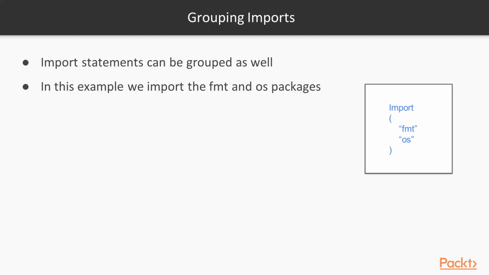Grouping imports. Besides grouping constant and variable declarations, we can also group import statements. We use the import statement to tell Go which package we want to include in a program. In this example, we have imported the formatting and OS packages. We will be learning more about packages in the next video.